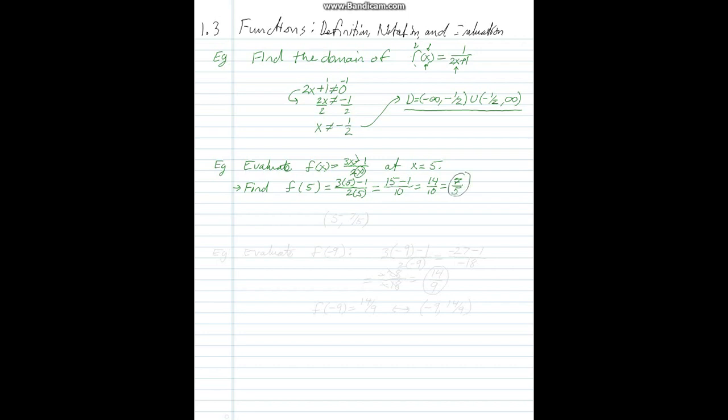Alright, now what does that mean for us? Well, it means that the point (5, 7/5) is a solution of this function. In other words, this point, when x equals 5 and the output is 7/5, is on the graph of this function, and that'll come in handy a little bit later on when we get to graphing functions that are more complicated than the linear functions that we're working with at the moment.